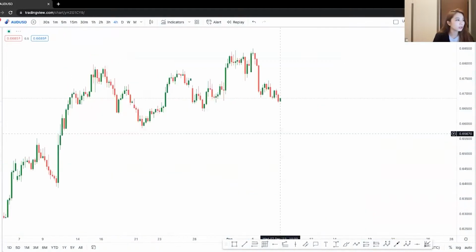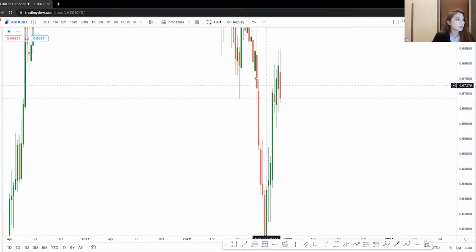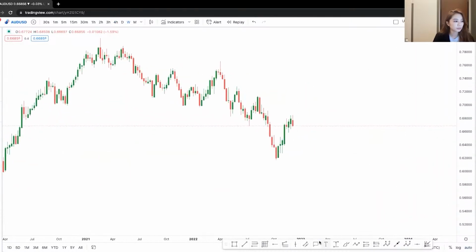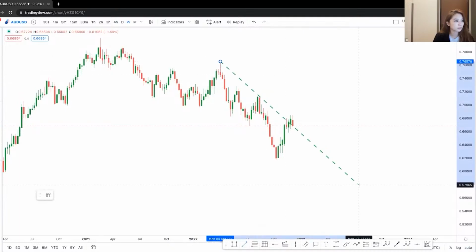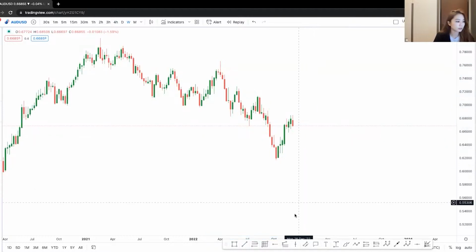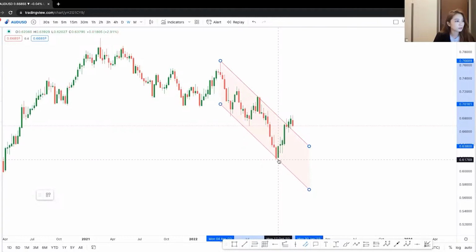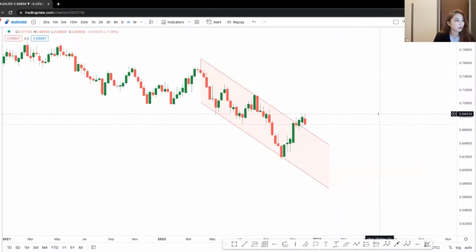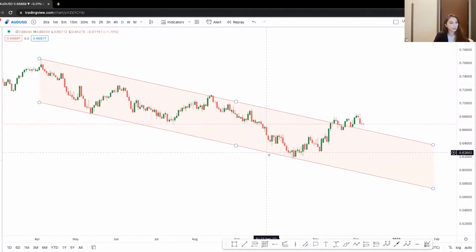Maybe Aussie dollar. Okay, let's start from the weekly chart. Initially it was a downward moving, maybe a channel. Hold on. Yeah, it was a downward moving channel, but you can see the price has broken out of the channel. For Aussie dollar, let's look at the 1-day chart. Very obvious, very nice channel.